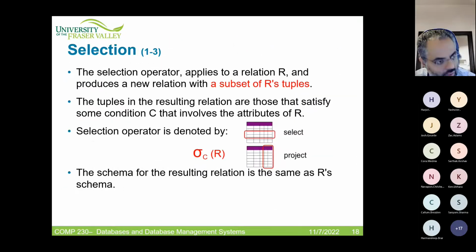Selection. Selection is another operation. This is a symbol, sigma, and then we have the name of the relation, and then a condition. We are going to return the record for the whole set of attributes, but based on a condition.